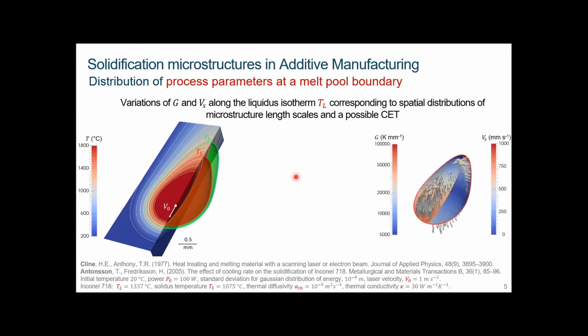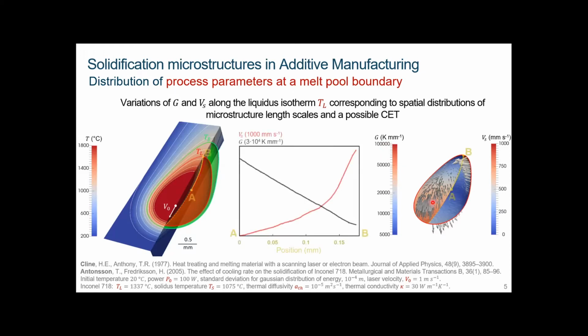From this liquidus isotherm in red, you can extract two things. On the surface of this isotherm, you can extract the velocity, and on the left the temperature gradients. If you plot the profile from point A to point B, you see that the velocity increased from 0 to almost 1000 millimeters per second, 1 meter per second, which is the velocity of the heat source.